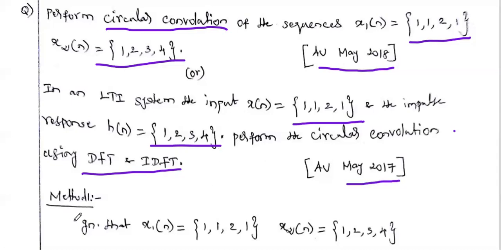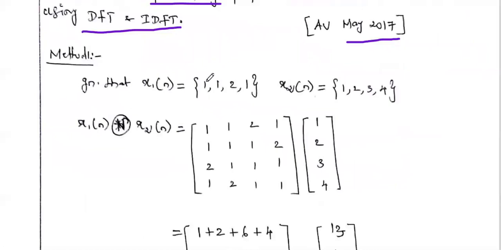The first one, method 1, is the ordinary method. Usually the time domain circular convolution method is asked for a 2 mark question, but this question is a big question. That's why we have to choose the circular convolution property method, that is, the DFT and IDFT method. But first, we are going to perform the time domain convolution.